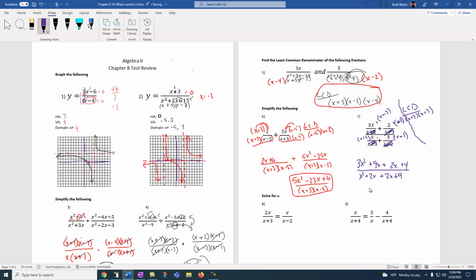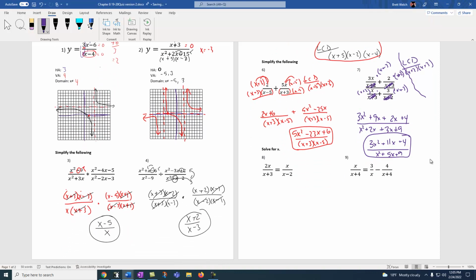If I can combine any like terms, we want to do that. So we get 3x squared plus 9x and 2x is 11x plus 4, and that's all over x squared plus 5x plus 9. And that right there is my simplified version of the problem. Okay, we've just got two more.